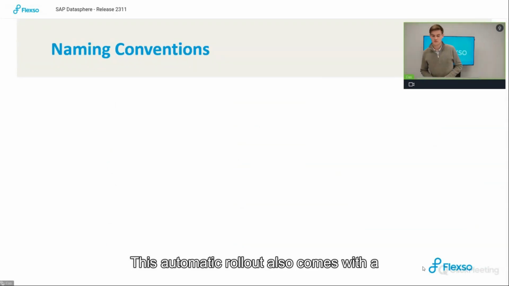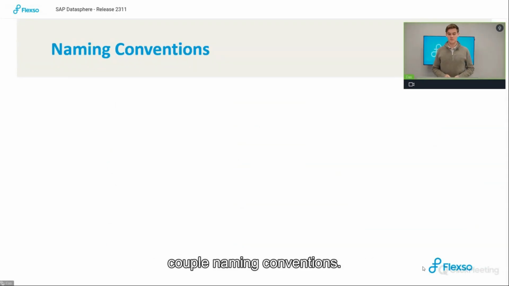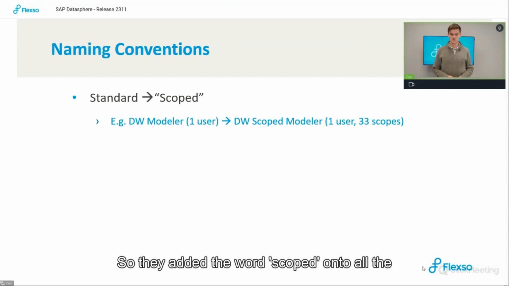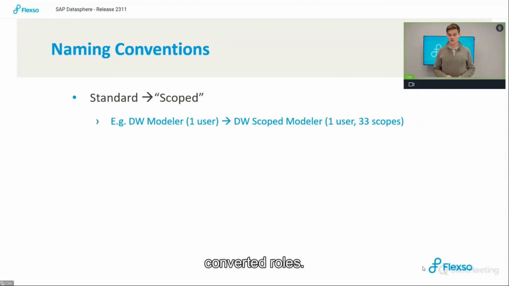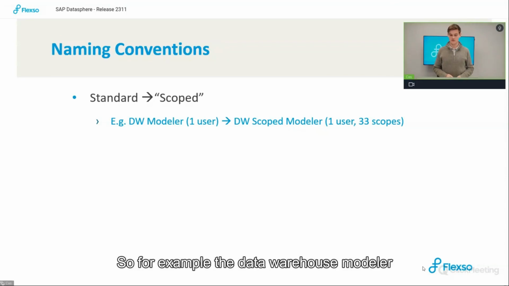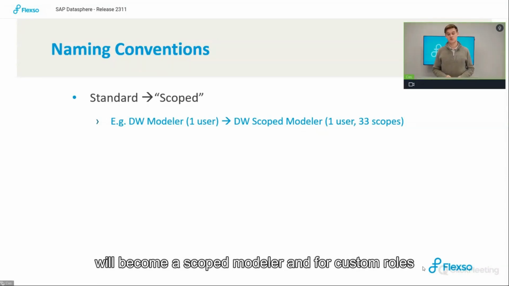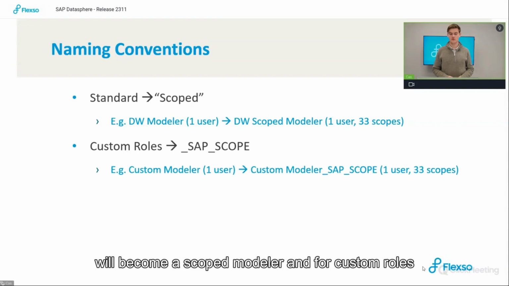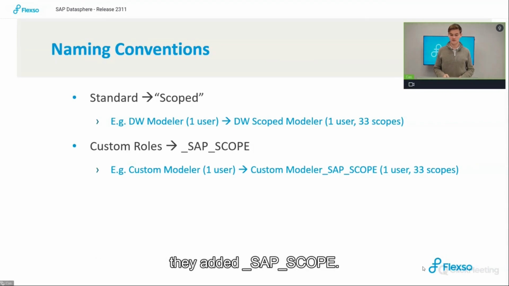This automatic rollout also comes with a couple of naming conventions. They added the word scoped onto all the converted roles. So for example, a data warehouse modeler will become a scoped modeler. And for custom roles, they added _SAP_scope.